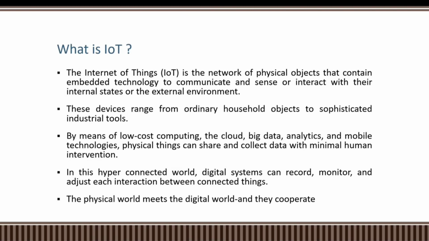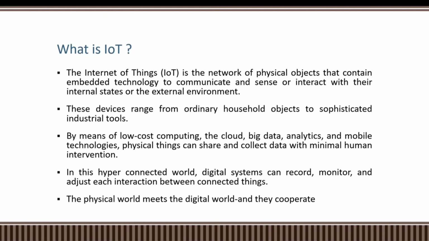Let's move on to IoT. So, what is an IoT? The Internet of Things is the network of physical objects that contain embedded technology to communicate and sense or interact with their internal states or the external environment. These devices range from ordinary household objects to sophisticated industrial tools.